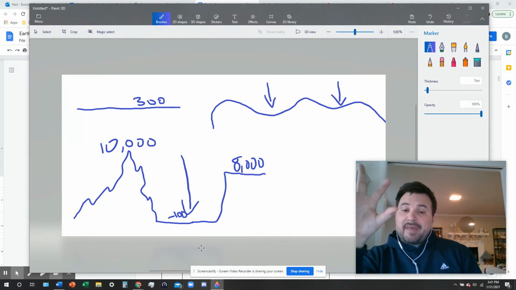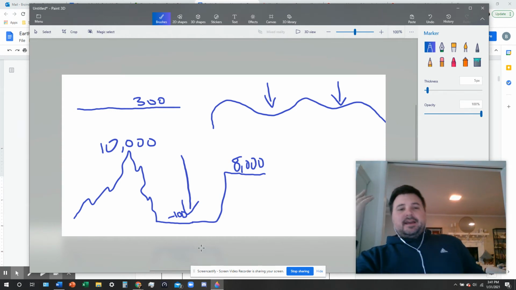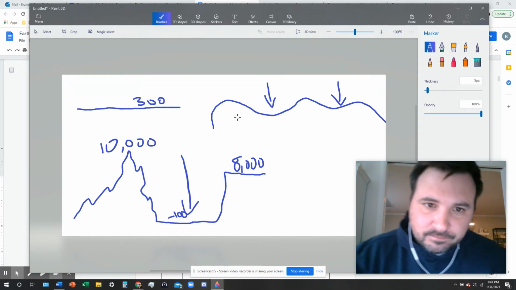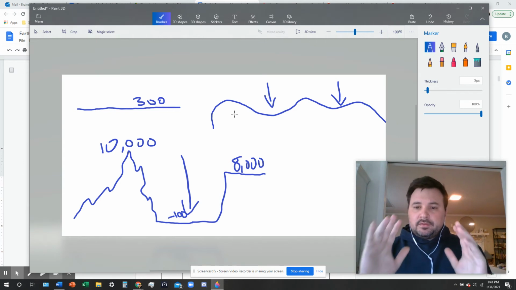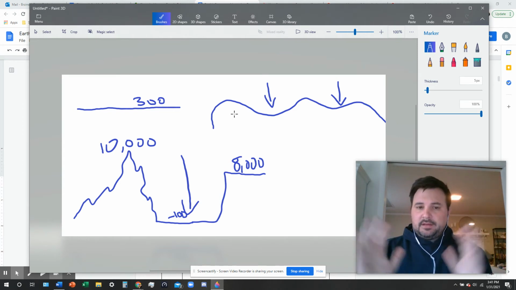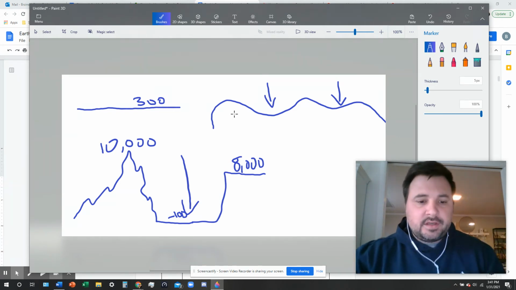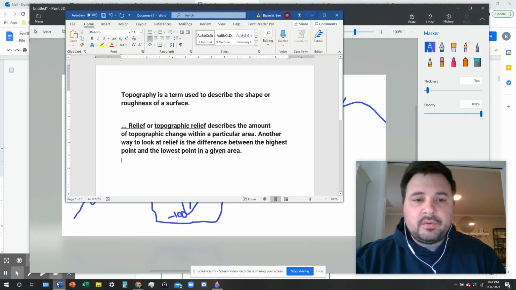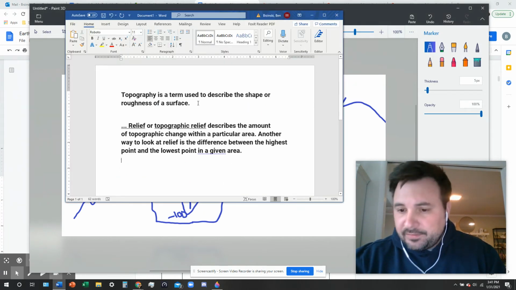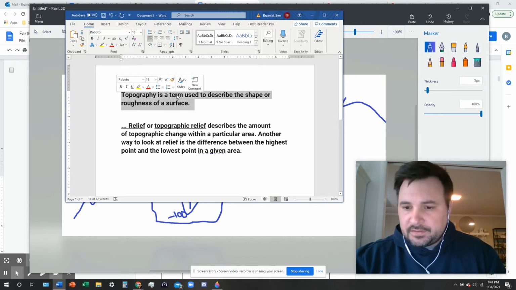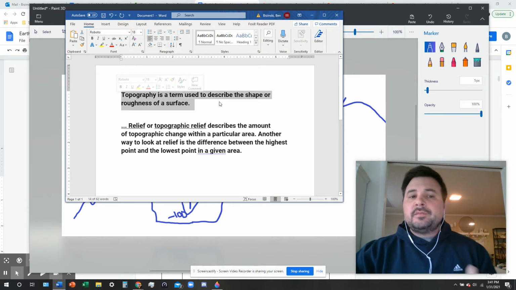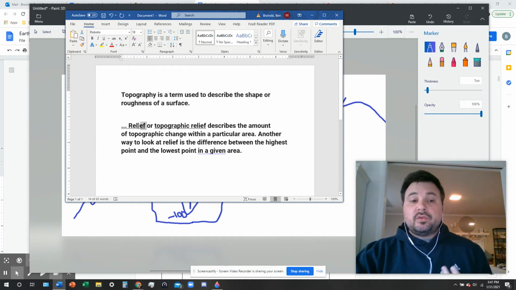Now, that unique map that I was talking about at the very beginning of class is called a topographic map. Topographic just means a rough shape, or referring to something's shape. Now, I have the exact definition here. I'm going to pull it up real quick. Topography or topographic is a term used to describe the shape or roughness of a surface. You also might hear this called a relief.